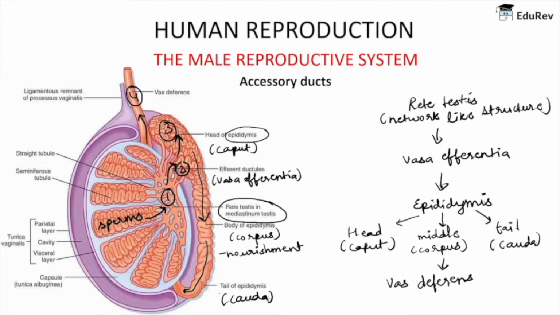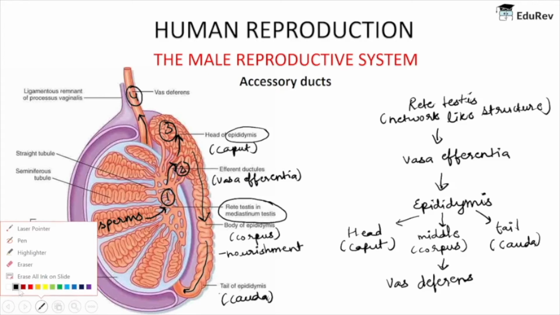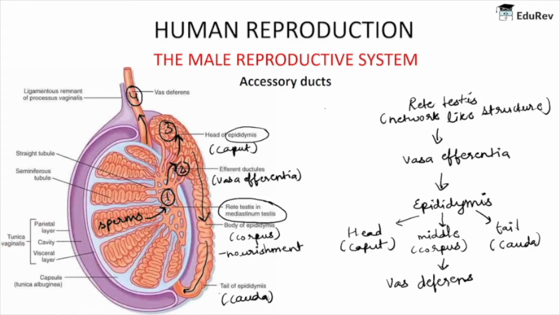Alright. So till now we've seen the passage or the ducts through which the sperm is traveling. First one is through the rete testis. I would like to mark it with a different color this time. Yes. So first, it is entering the rete testis. Then it is going into the vasa efferentia. Third, it is going into the epididymis, and lastly it is entering the vas deferens.